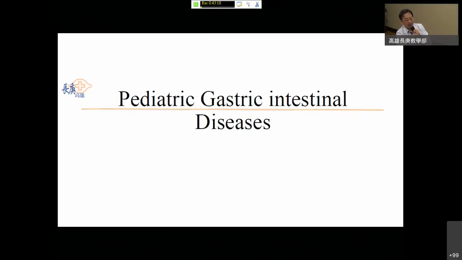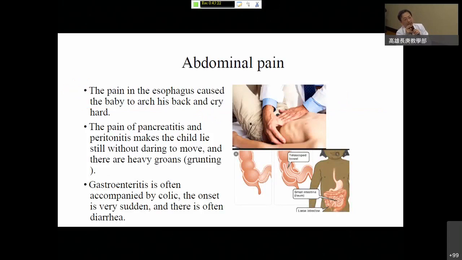For pediatric gastrointestinal tract disease, what we mostly see as a GI problem among children is abdominal pain. I think everybody in class has experienced abdominal pain during your childhood, right? Okay, but there are many types of abdominal pain. When the pain is in the esophagus, it will cause the baby to arch his back and cry hard, okay? And this is commonly seen in babies, okay?